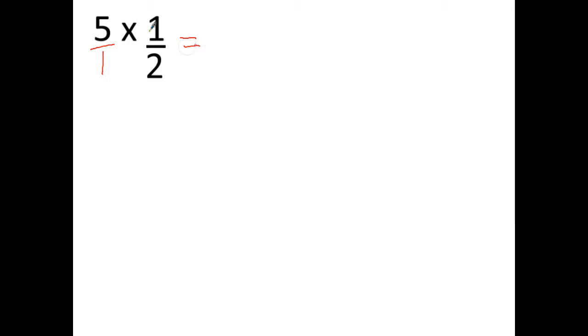Top times top. 5 times 1 equals 5. Bottom times bottom. 1 times 2 equals 2. 5 halves. I'm going to come over here and divide 5 by 2. It goes in 2 times. 2 times 2 is 4. When I subtract, I got 1 left.